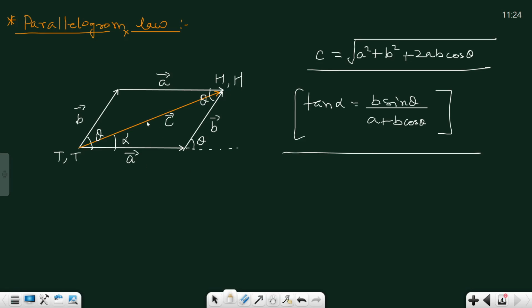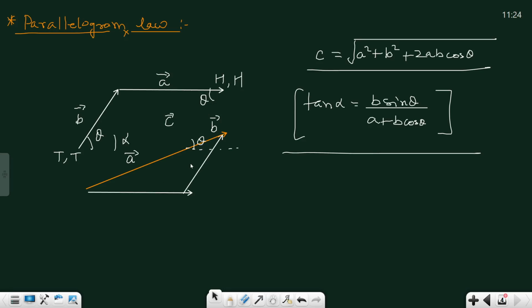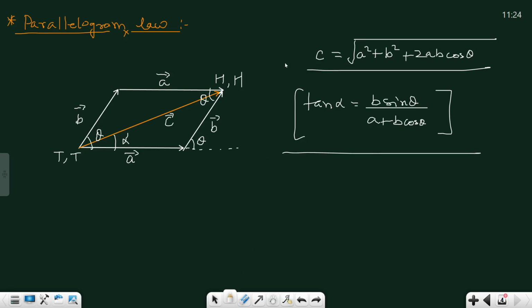In the triangle law, we were applying only this part, only this part. Okay. But in parallelogram law, along with the calculation of resultant, we are also arranging the vector with the use of parallel shifting method. Okay. Just note it down.